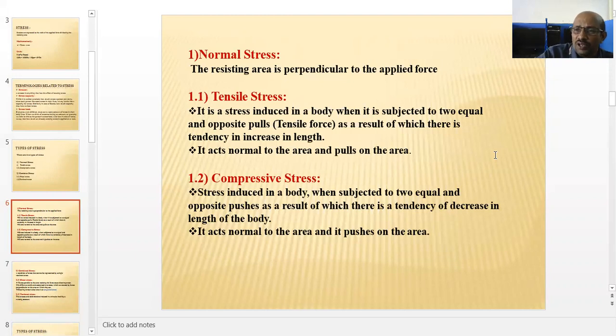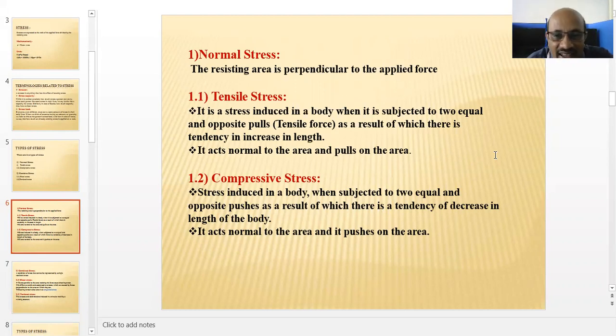Whenever you are pulling, there will be a change in dimensions. The diameter, length, and thickness will change. So the result in tensile stress is a change in length. Why? Because we pull at two ends and apply the force. That's why this stress is called tensile stress.